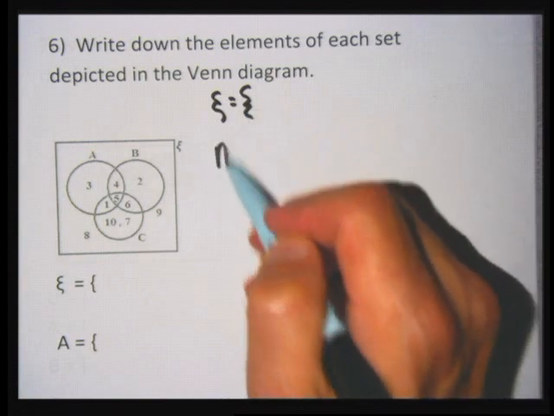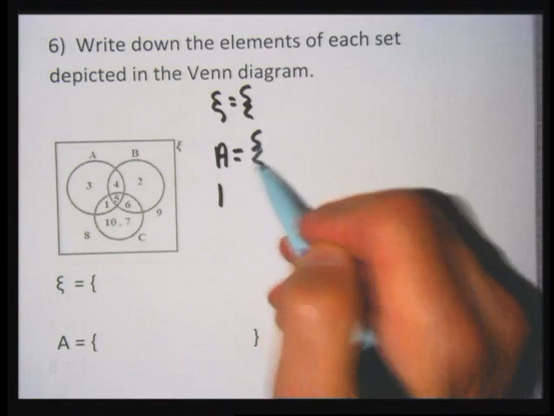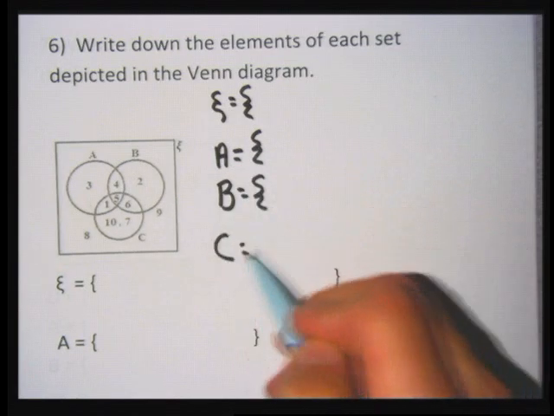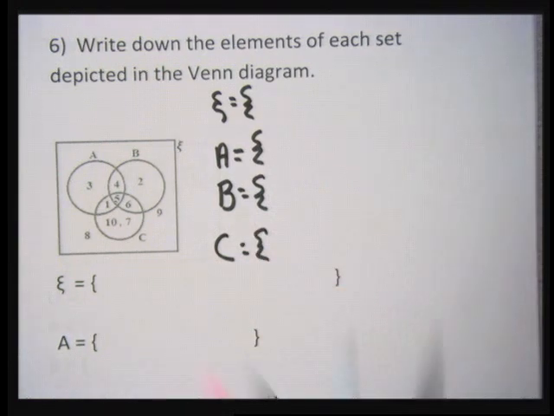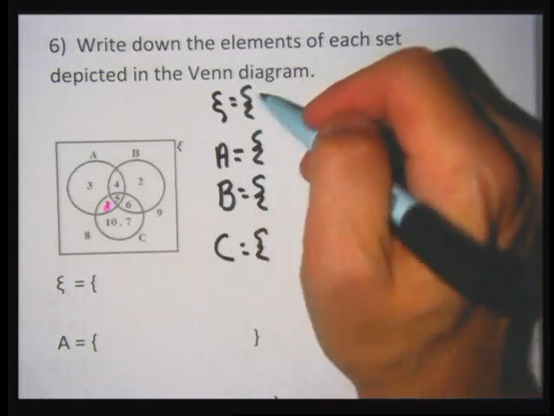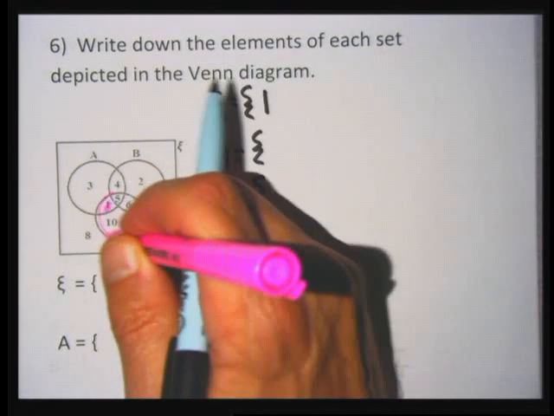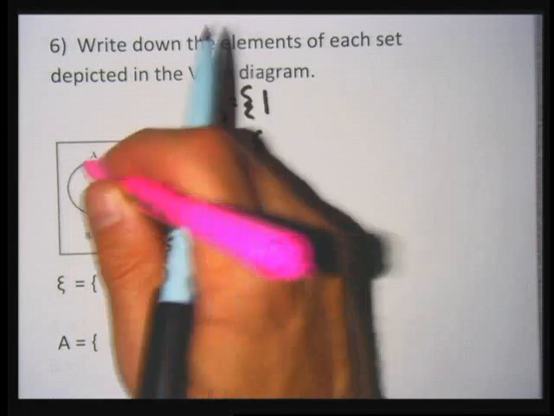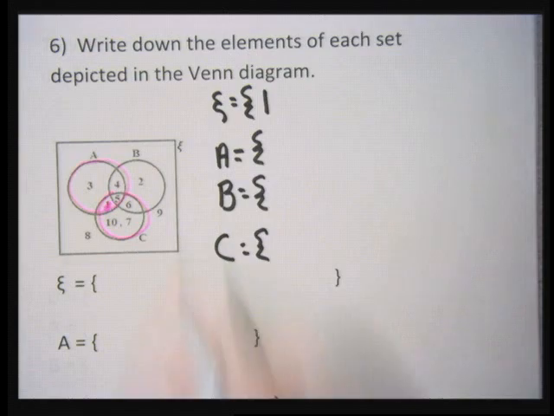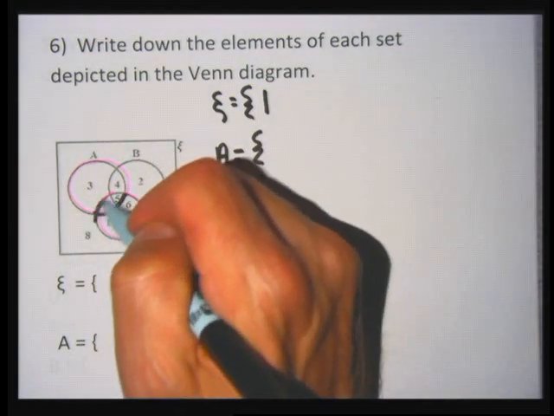So I need to fill in the universal set, the elements that are in the A circle, the elements in the B circle, and the elements in the C circle. I'll start with the number 1. The number 1 is in the rectangle, so it's part of the universal set. And then it's also in the A circle, because the A circle contains that 1, and it's also in the C circle.